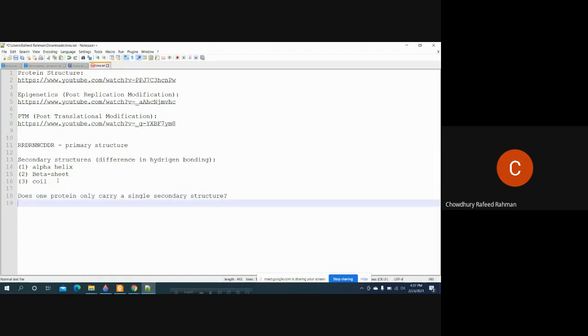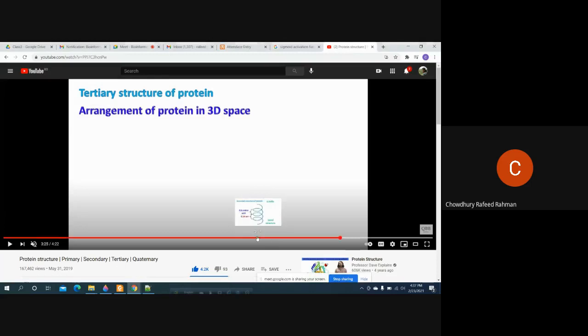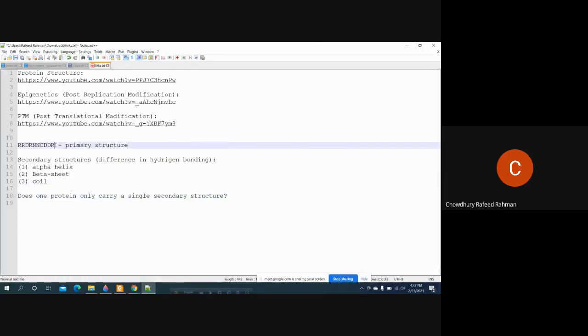That means suppose I have a protein. Will this protein only carry the alpha helix structure, or can it carry alpha helix, beta sheet, both structures? This is the question. Is the question clear? First, tell me that. I will just rephrase the question. Let me just show you this. Suppose this is a protein.